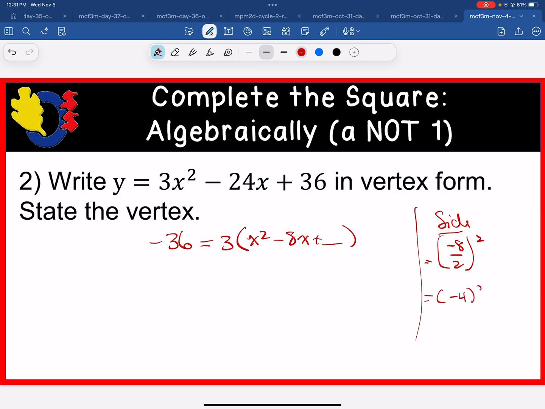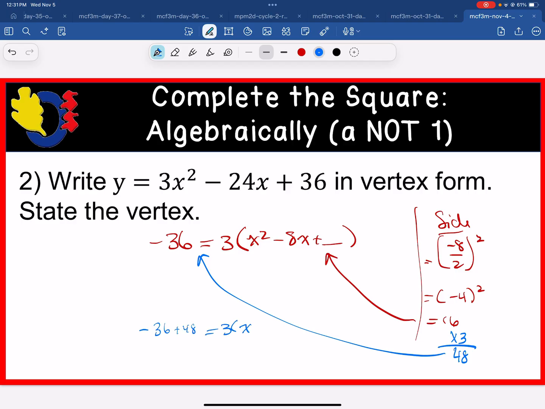So -4 squared is +16. So remember that goes in here. But because I divided by 3, I have to multiply this by 3. And then that number, which is 48, is going to be on the other side with the -36. So -36 plus 48 is equal to 3 times x squared minus 8x plus 16. Okay, factor out this perfect square. We get 1, 1, -4, -4.